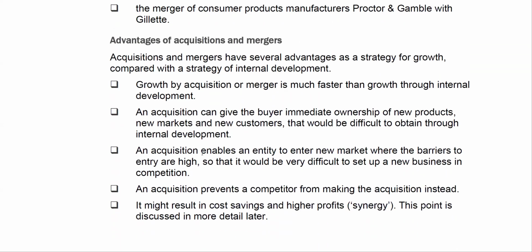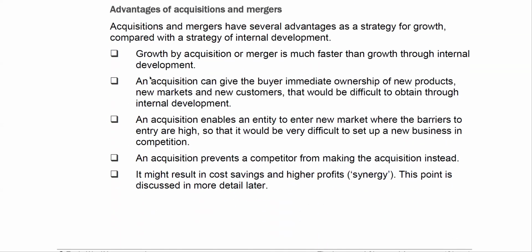So what are the advantages of mergers and acquisitions? Acquisitions and mergers have several advantages as a strategy for growth compared with the strategy of organic growth or internal development. Growth by acquisition or merger is much faster than growth through internal development. Yes, because now it's not going to take time. The person has the systems already.